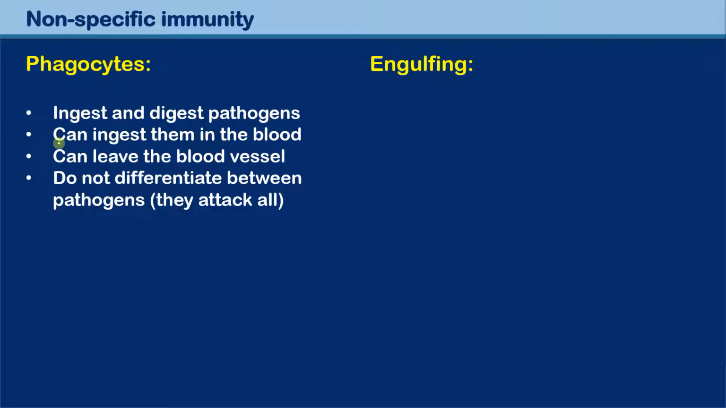And they can do that both in the blood, because the phagocytes float around in the blood, and the phagocytes can also leave the blood vessel and squeeze out into the tissue and attack and eat the pathogens over there. And as I already mentioned, they do not differentiate between pathogens, they attack all of them. And they do that by a process called engulfing, and I'm going to show you now over here a drawing on how this works. Essentially, it's a form of endocytosis.